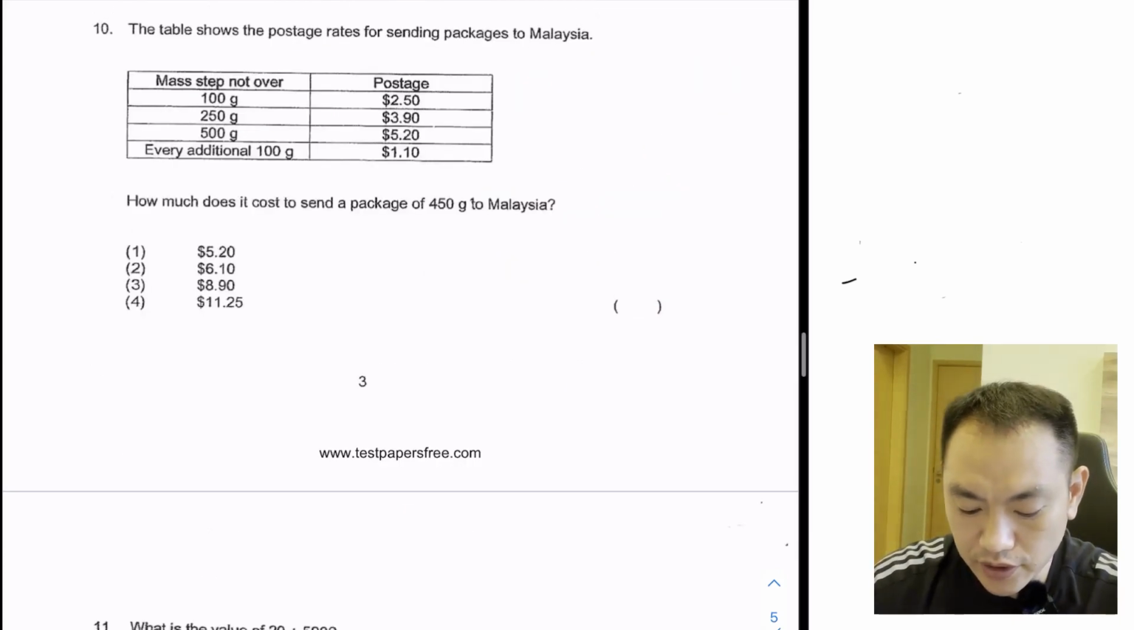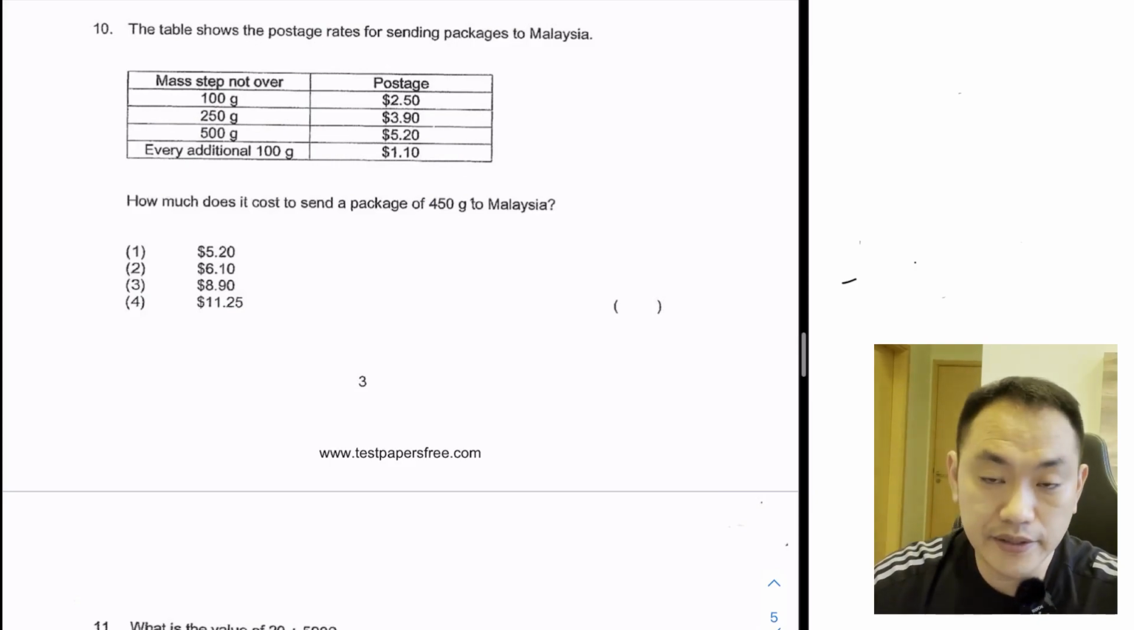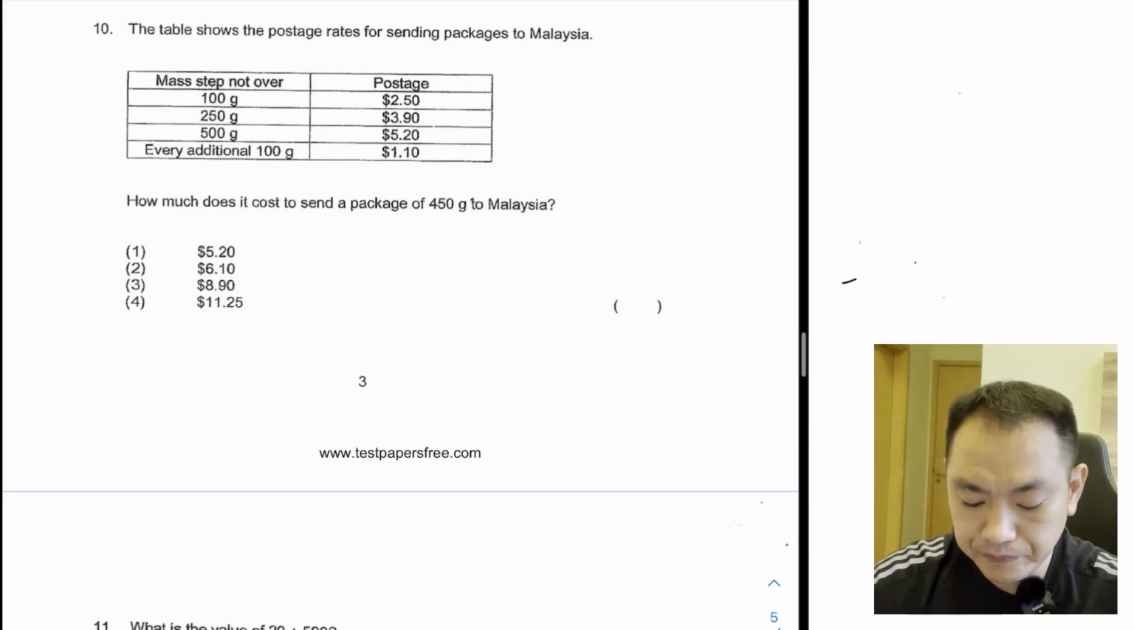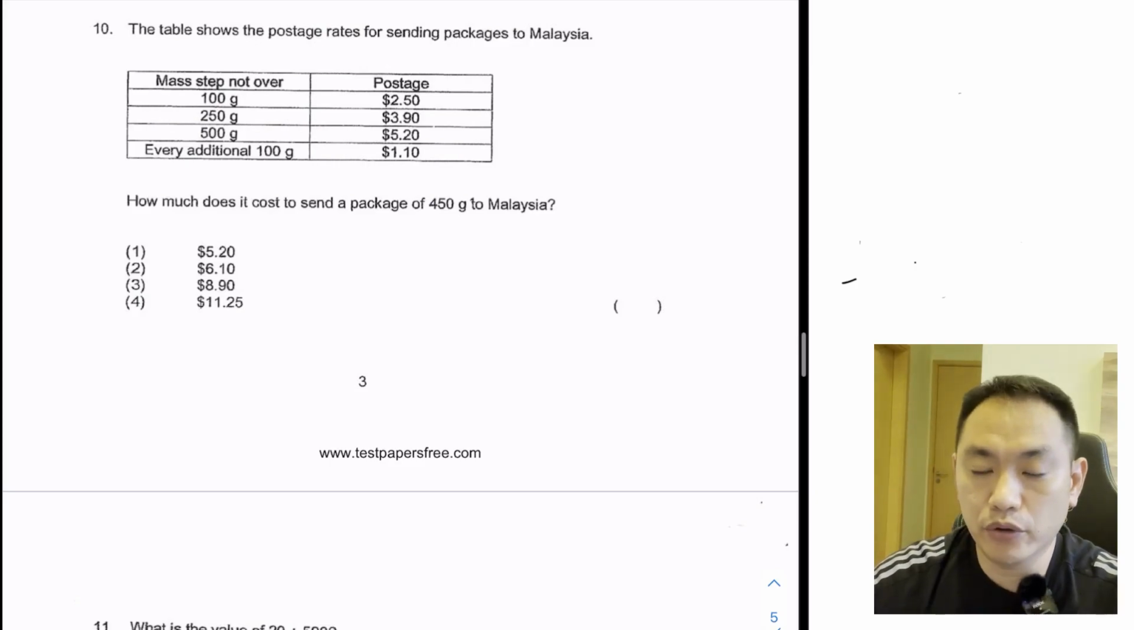The table shows the postage rate of sending packages to Malaysia. Okay, so basically, again, it's extracting information from the table. On the left-hand side, you have different weightage or different mass for the postage, and on the right-hand side, there's a fee. Okay, so how to read the table? It says 100 gram, 2.5, 250 gram, 3.9, 500 gram, 5.2, and everything above 500 gram is another 1.1.